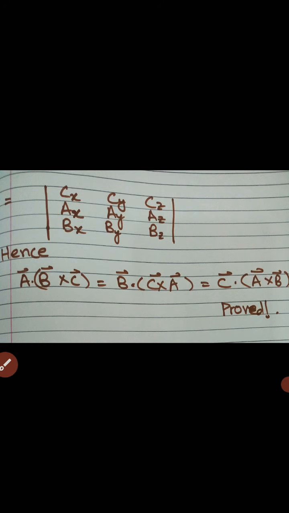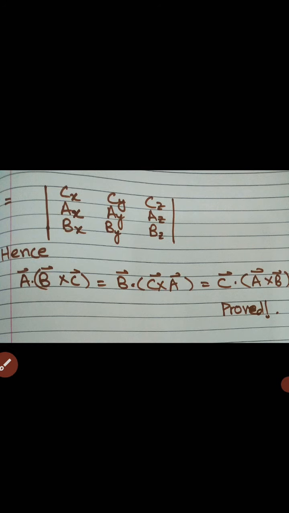If the examiner gives this question in the paper, then he will write: what is a scalar triple product, show that, and at the last he will write this term, that is A dot B cross C, B dot C cross A is equal to C dot A cross B. So this is an easy proof, and this proof shows that the scalar triple product is unchanged by performing cyclic permutation of the vectors.